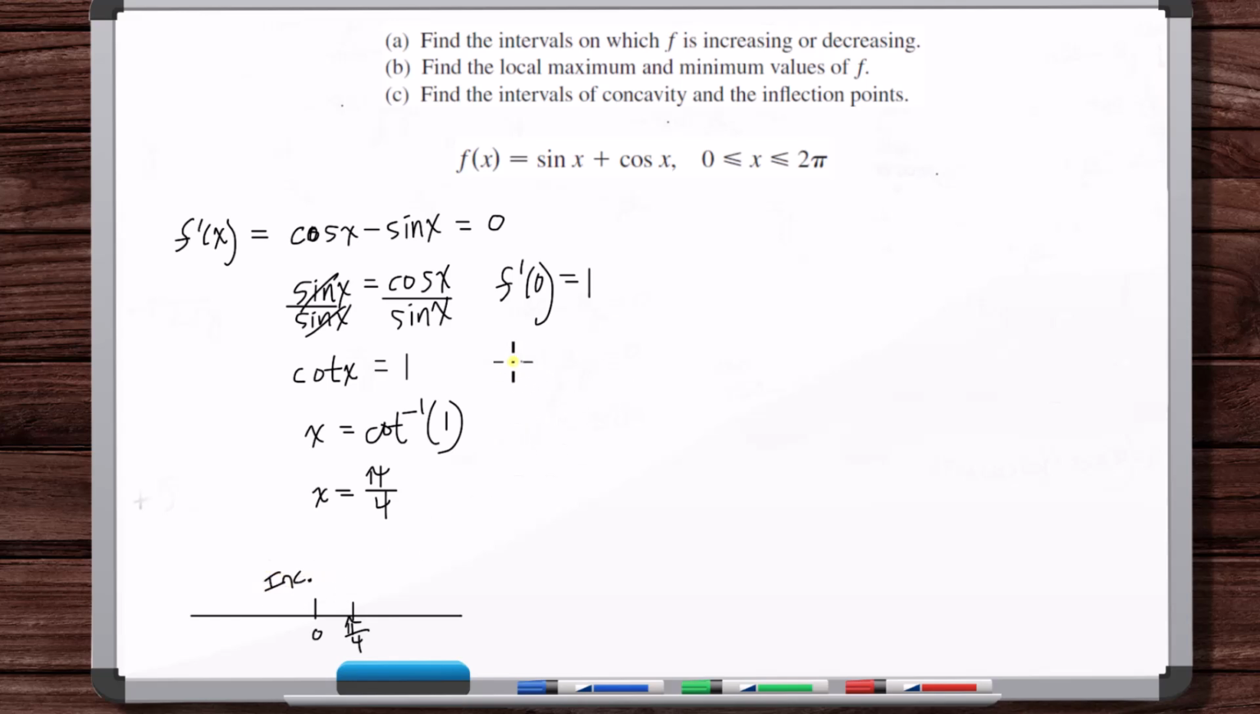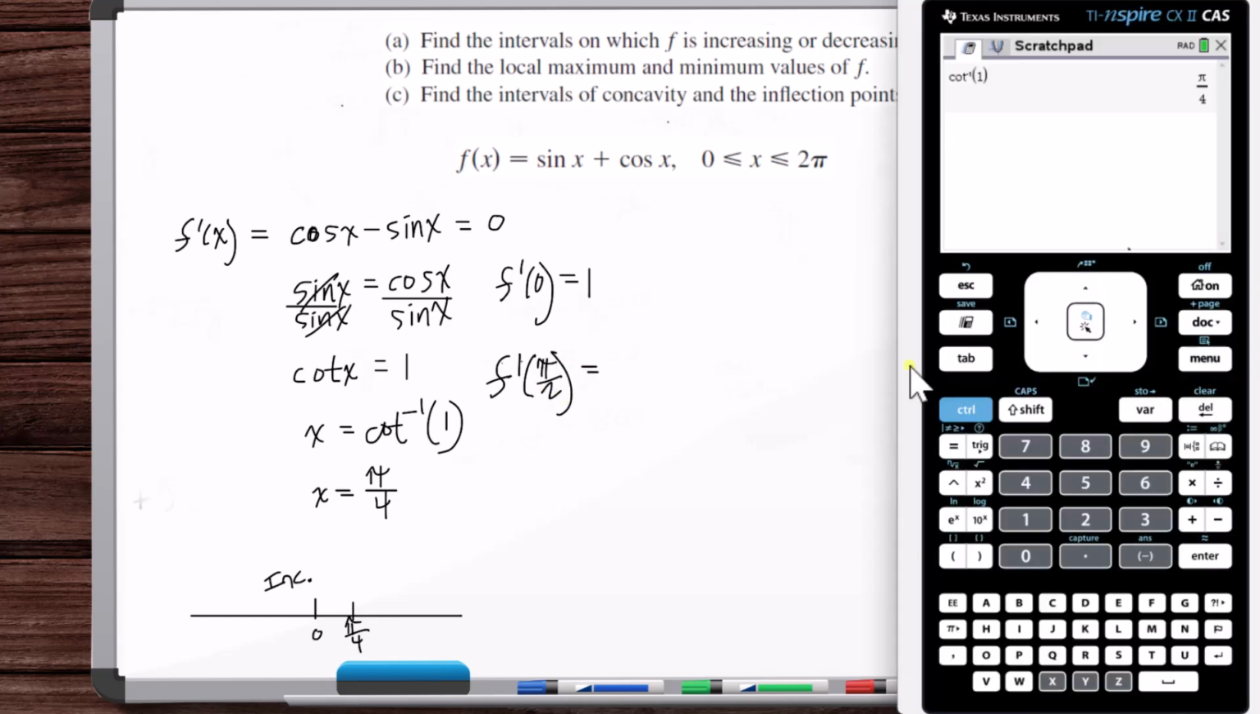All right. What about f prime of something greater than pi over 4? Let's put in, what about pi over 2? That's greater than pi over 4. Okay, so, well, actually, let's just do pi.